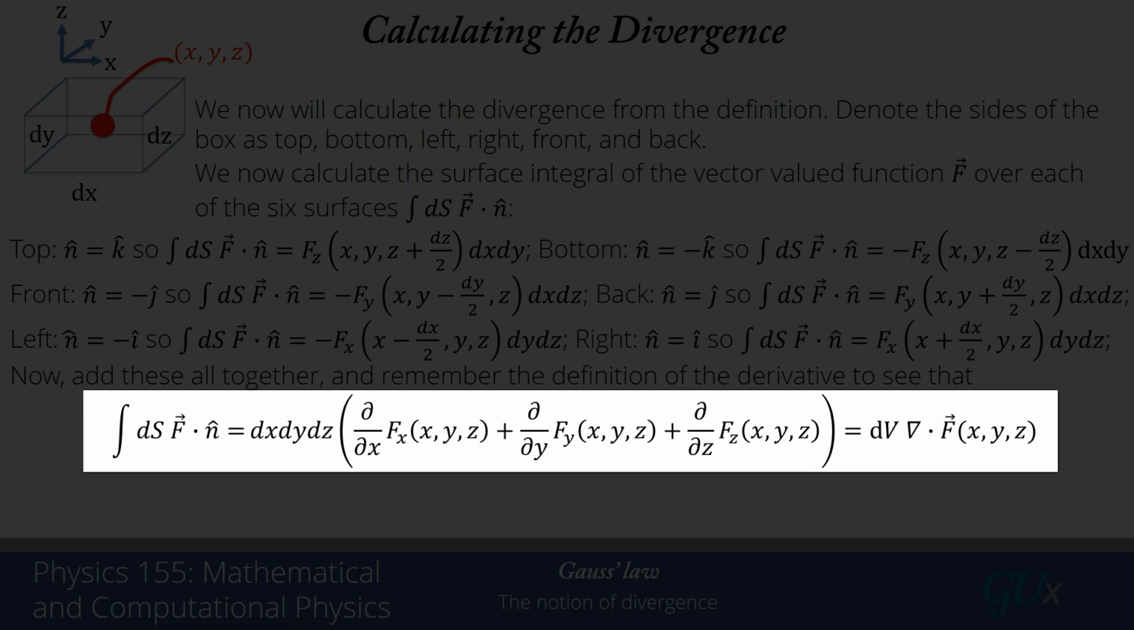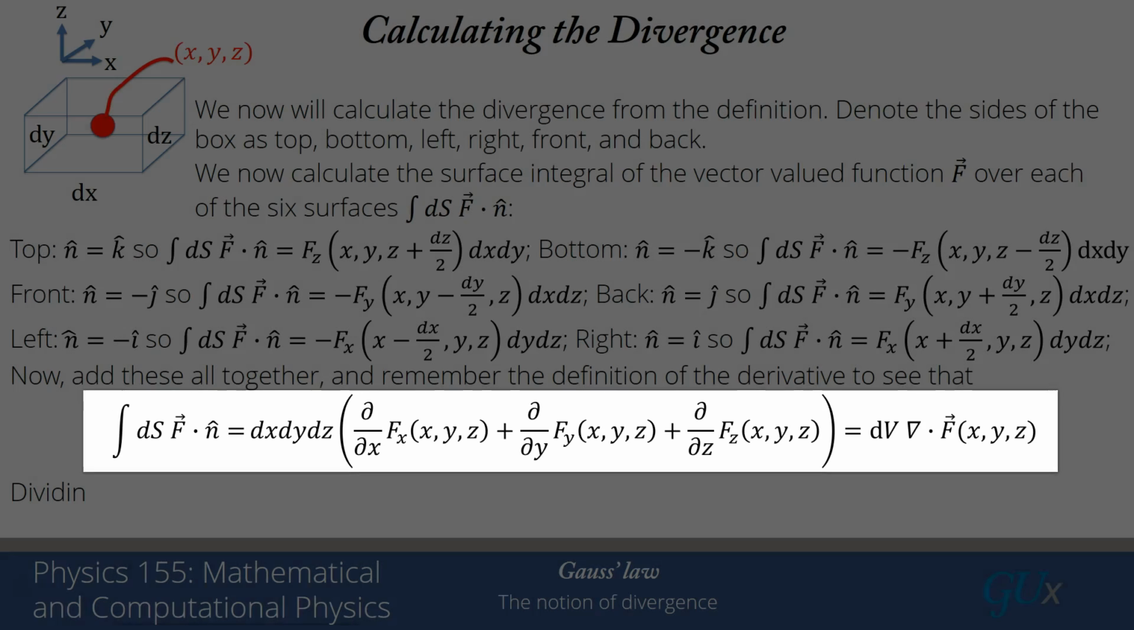And that object that you have there, the dx dy dz, is what we would call dV, or we might call it delta V, but at this point I'm going to call it dV. And the object inside the parenthesis we're going to call del dot f. That would read the divergence of f. So this is the definition of what the divergence of f is.